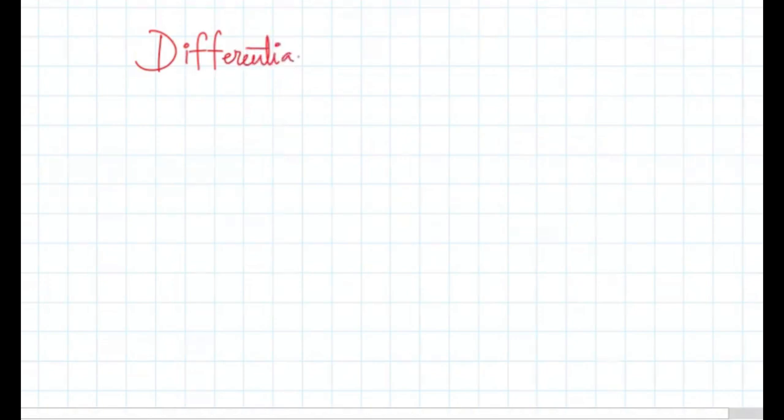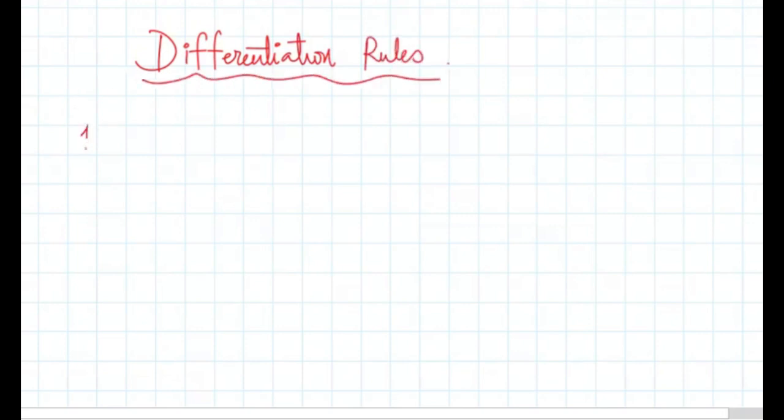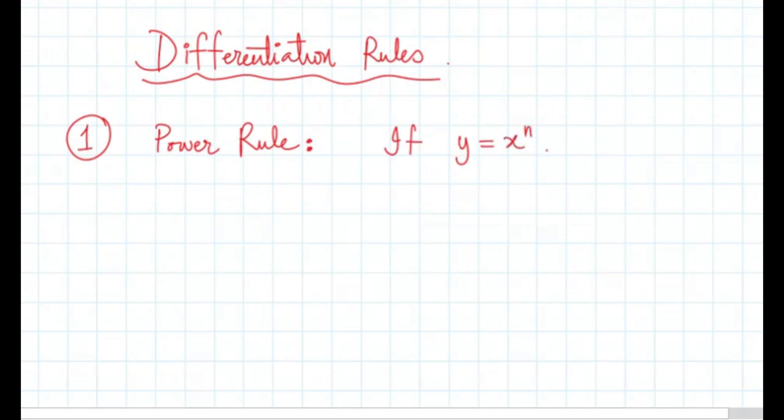Okay, let's go over the differentiation rules that you should keep in mind when you're doing differentiation. The first one is the power rule, which says that if y equals x to the power of n, then the derivative is, you're just going to put the power as the coefficient and write the x as it is and subtract 1 from the power.